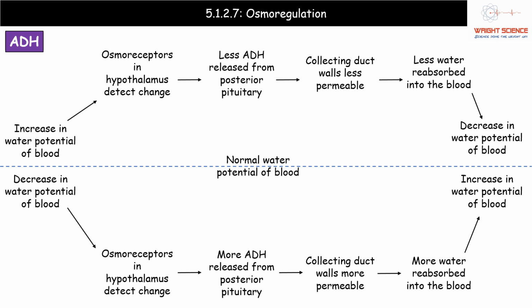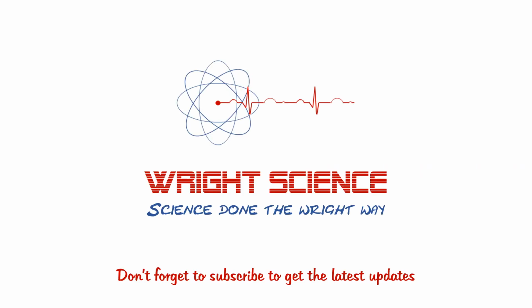So use that to help you in learning the process, but remember, osmoreceptors in the hypothalamus are the bits detecting the change. Then we're either releasing more or less ADH. As a result of that ADH getting to our kidneys, the collecting duct is going to become more or less permeable, and therefore that affects the amount of water reabsorbed.